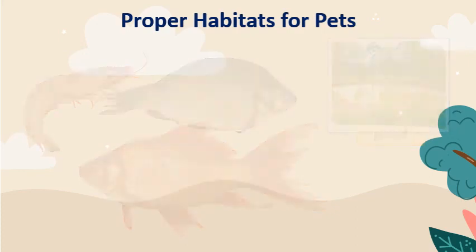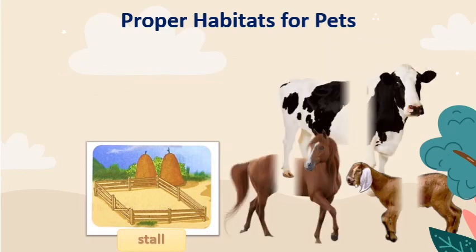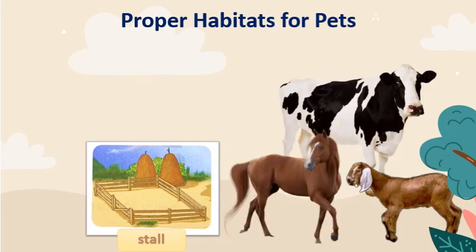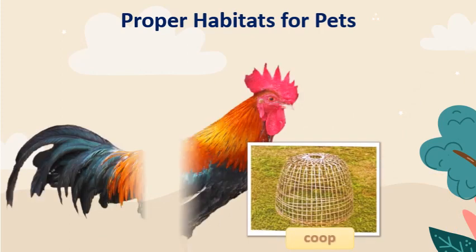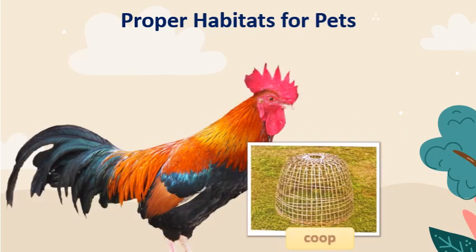We also have a stall. This is the proper habitat for cows, horses, and goats. And lastly, we have a coop. This is the proper habitat for a rooster or chickens.